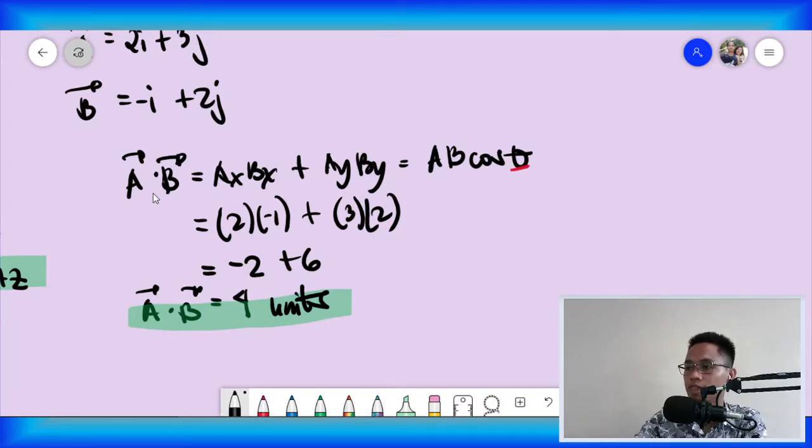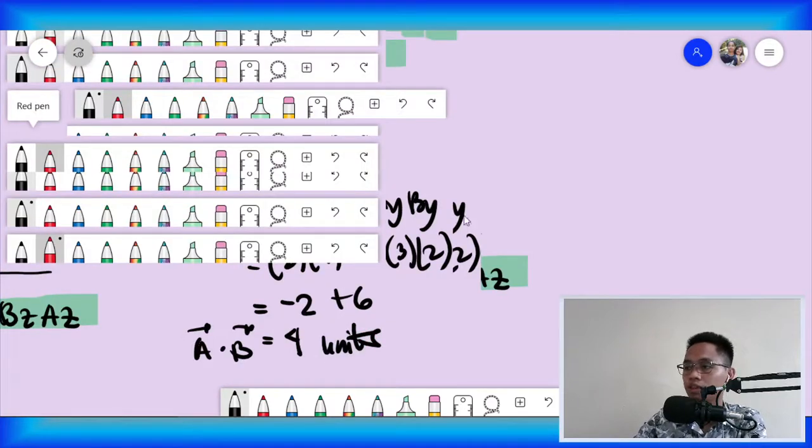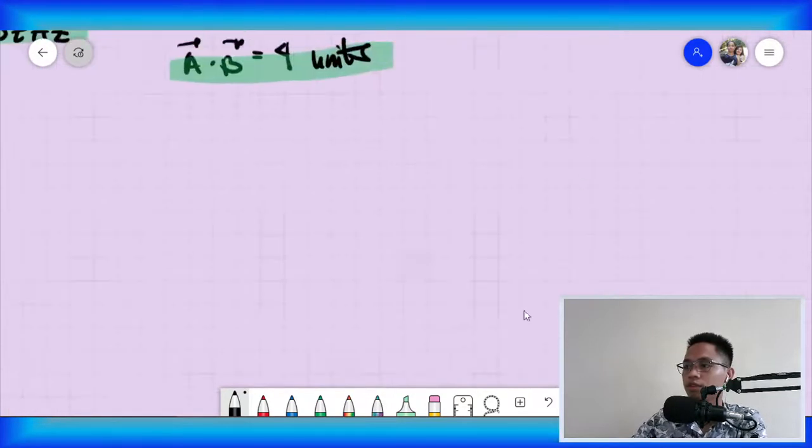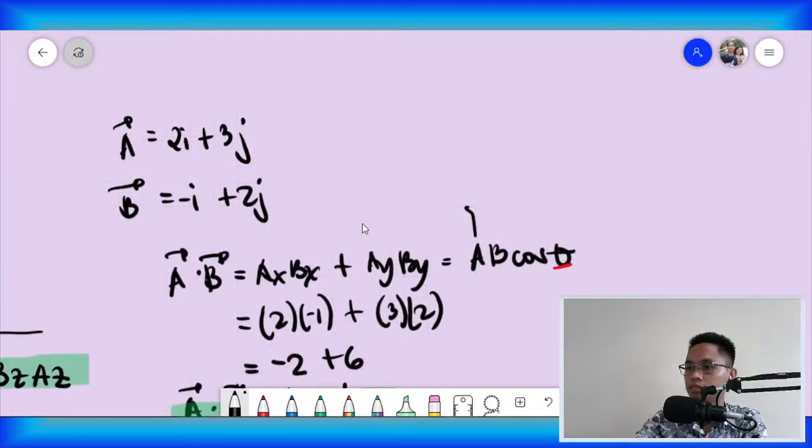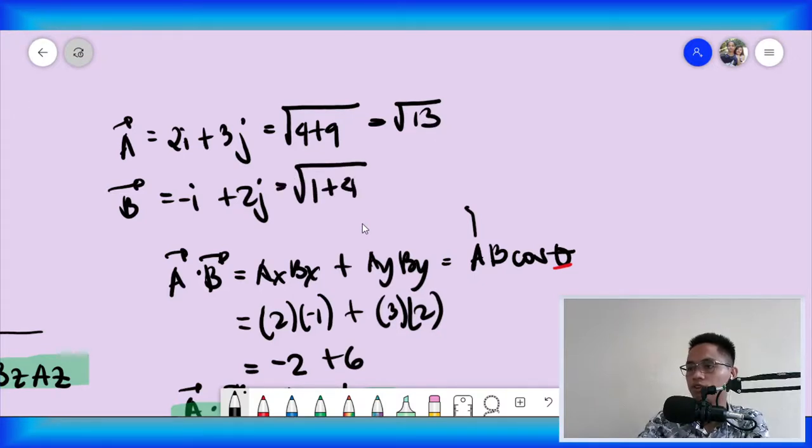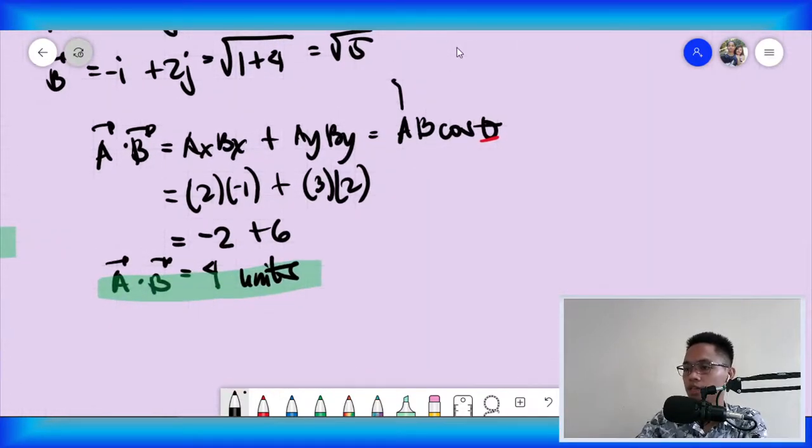So obviously we need to get the magnitude of A. What is the magnitude of A here? Oh, sorry. The magnitude of A here is simply the square root of 4 plus 9, or the square root of 13. And here, this would be 1 plus 4, or the square root of 5. Therefore, this 4 units is simply the magnitude of A, which is square root of 13, times the magnitude of B, which is square root of 5, and cosine theta, which is our unknown.